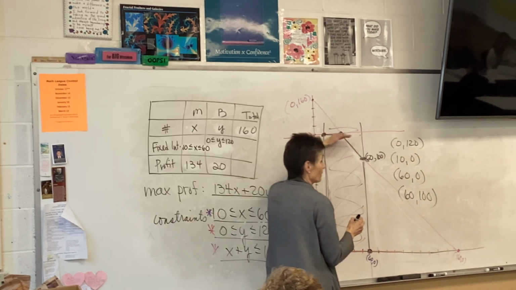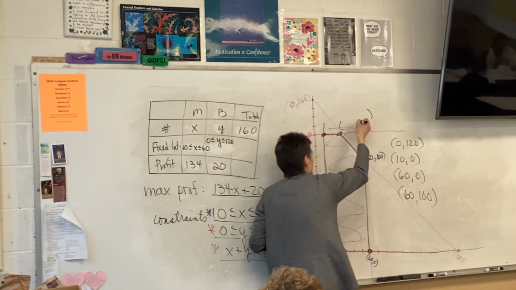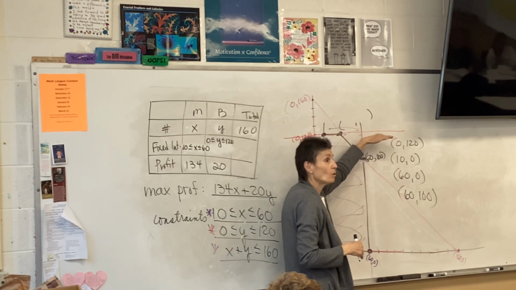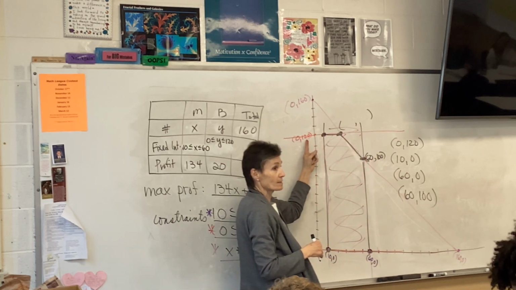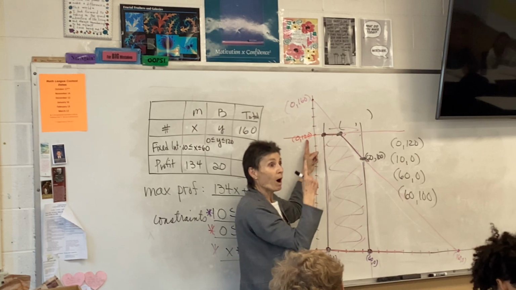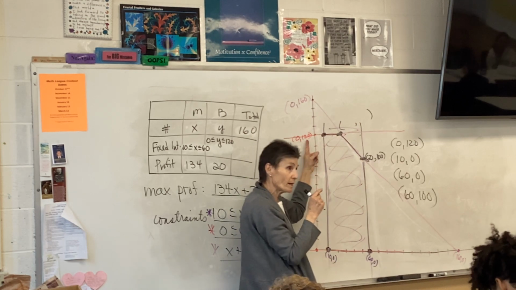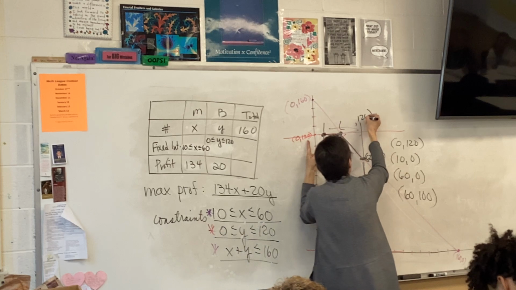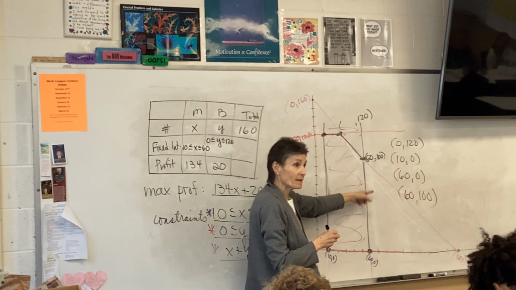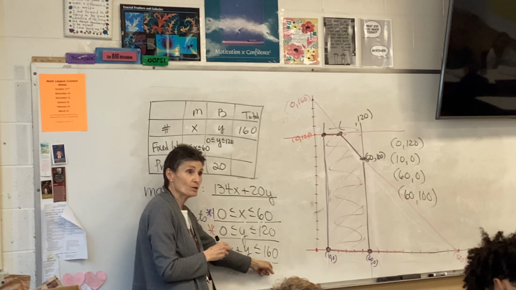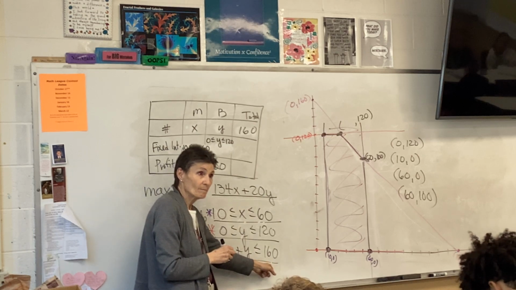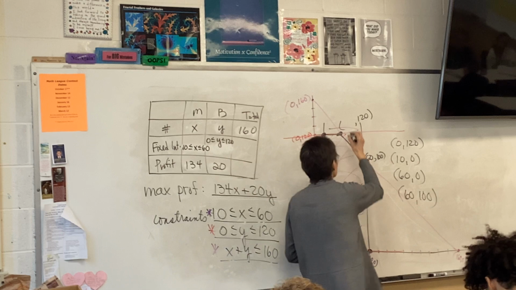Now what about up here? What do we know about this point? Look, he's on the red horizontal line. What do we know about red horizontal lines? Y is 120. But he's on the pink also. And what is true about the pinks? They add up to 160. So X has to be 40.